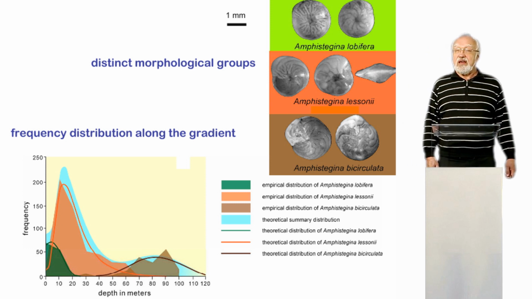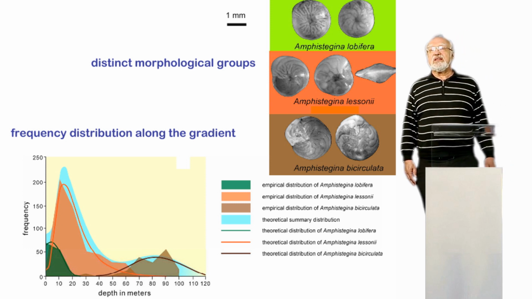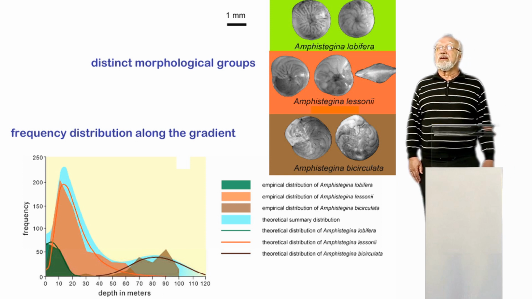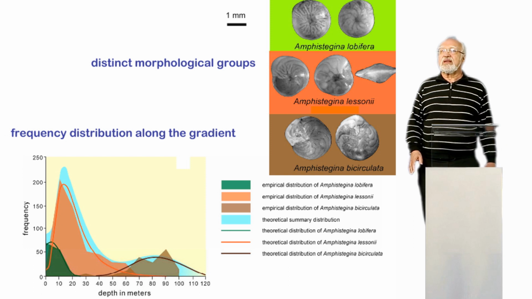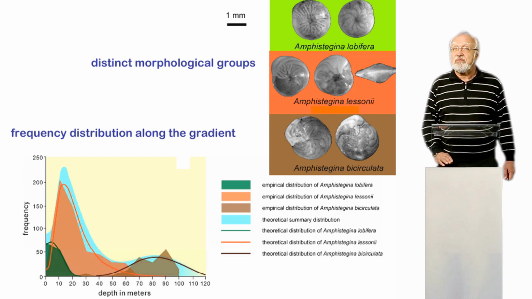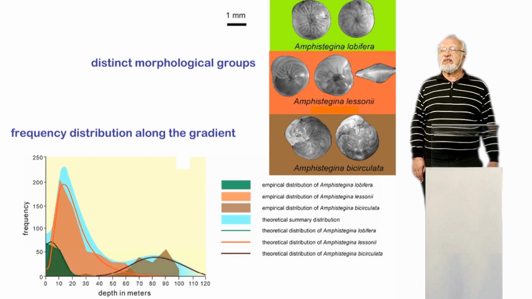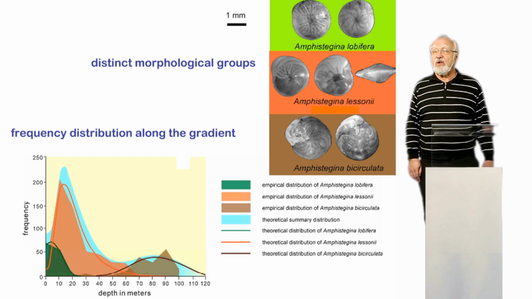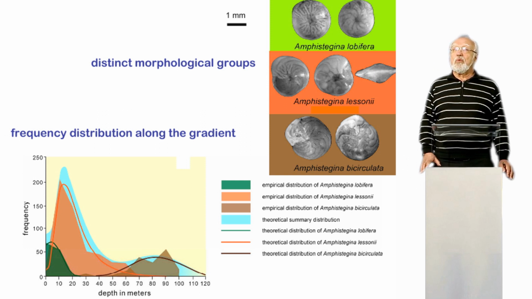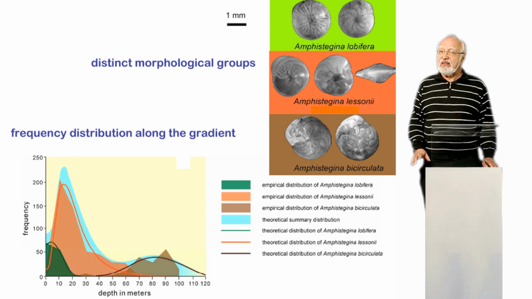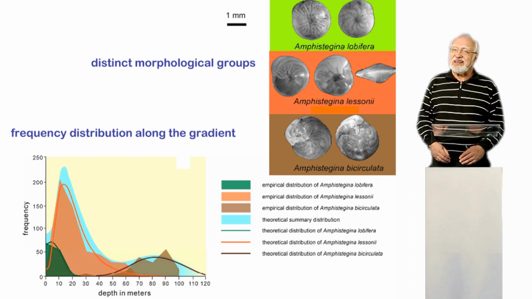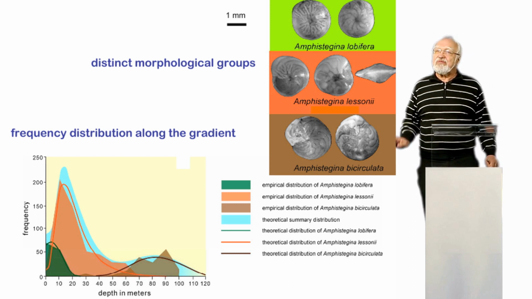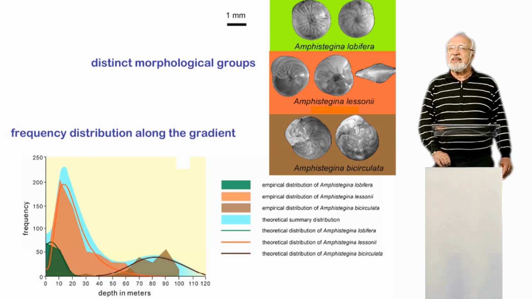And as an example, we have here the distribution of three, again, larger benthic foraminifera. They keep their morphology totally constant. They are really different, throughout their depth distribution. And as you can see in the frequency distribution, the overlap is also very low. So this group of very closely related species, in this kinship, really divides the depth gradient among three different species.